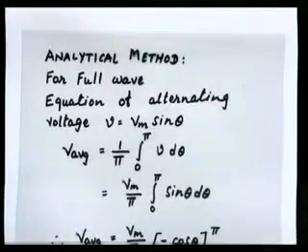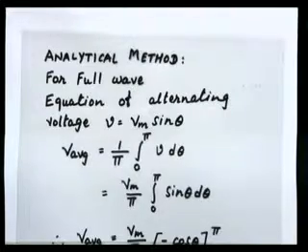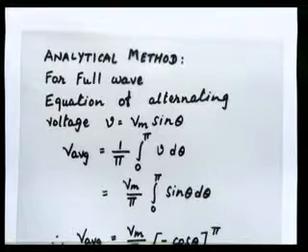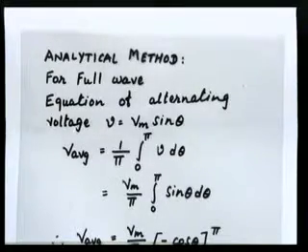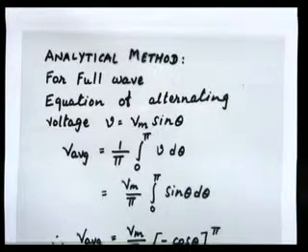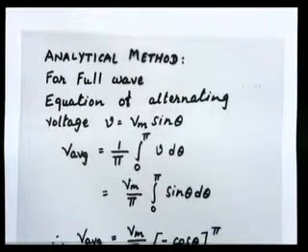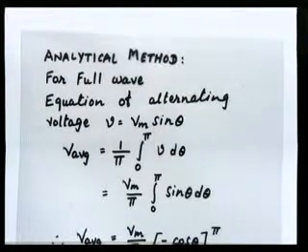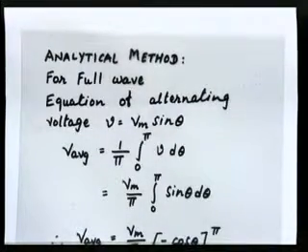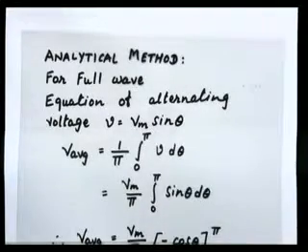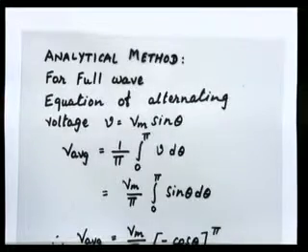Same way as in the RMS value, in average value also two configurations you have to consider, full wave configuration and half wave configuration. So for the analytical method, first of all we are considering the full wave configuration, meaning you have an output in the positive half cycle as well as in the negative half cycle. So the equation of alternating voltage V is equal to Vm sin theta, and you have to find the average. As we discussed earlier, instead of the whole cycle we are considering only the half cycle.